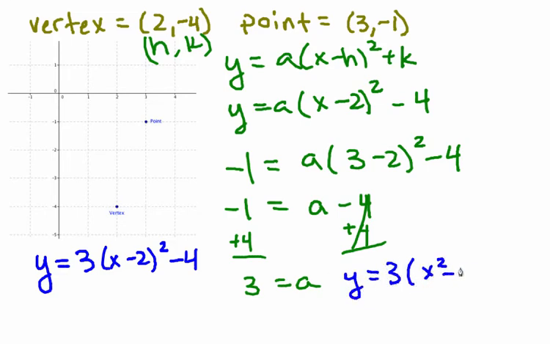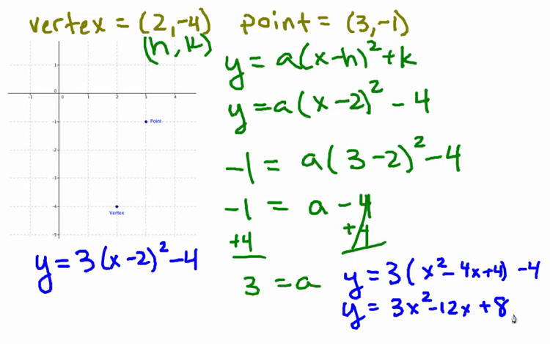Squaring that, we get x squared minus 4x plus 4, minus 4 out back, right, from the plus k value. y equals 3x squared minus 12x. 3 times 4 is 12, but then minus 4 would get us a value of 8 for the constant term. So in standard form, y equals 3x squared minus 12x plus 8 is the equation of this parabola. And in vertex form, it's y equals 3 times the quantity (x minus 2) squared minus 4.